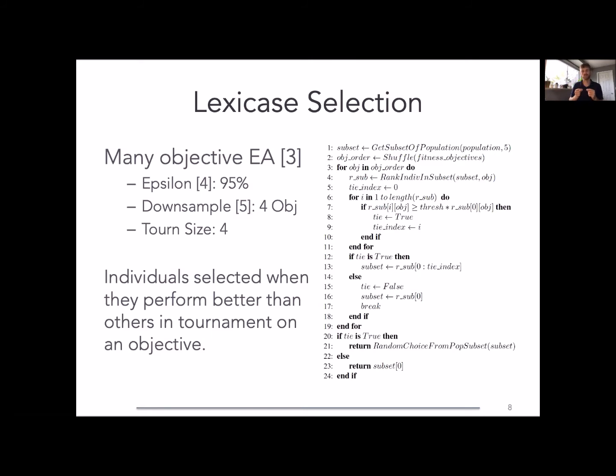We do use downsampling, which means at every selection event, we only use 4 of the 7 objectives. This has been shown in other works as well. See primarily reference 5 if you're curious about downsampling. But essentially that means we'll only go through 4 objectives. If you had individuals tied through all 4 objectives, you just do a random selection event. And then our tournament size for our sample is 4.